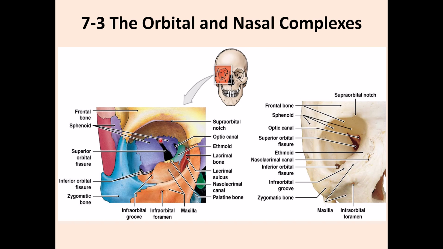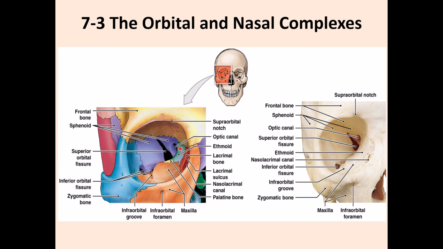This is the superior orbital fissure, and this is the inferior orbital fissure. You also have the lateral wall, which is made by the zygomatic bone, and the inferior wall, which is made by the maxilla. You can also see the infraorbital foramen here, and the infraorbital groove here, part of the maxilla.